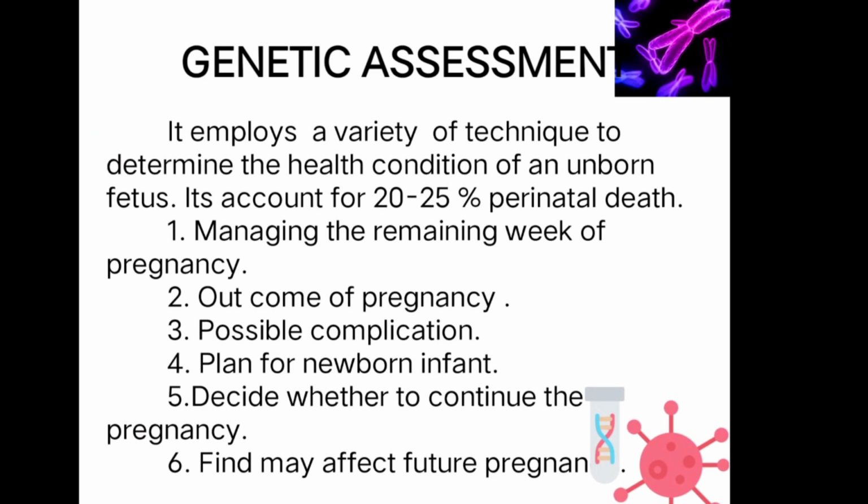Next comes the genetic assessment. It employs a variety of techniques to determine the health condition of an unborn fetus. It accounts for 20 to 25% of perinatal deaths. The first reason is managing the remaining weeks of pregnancy. When we do the genetic assessment in the earlier period itself, we can prevent major complications in the unborn fetus as well as the carrying mother. Next is to improve the outcome of pregnancy.